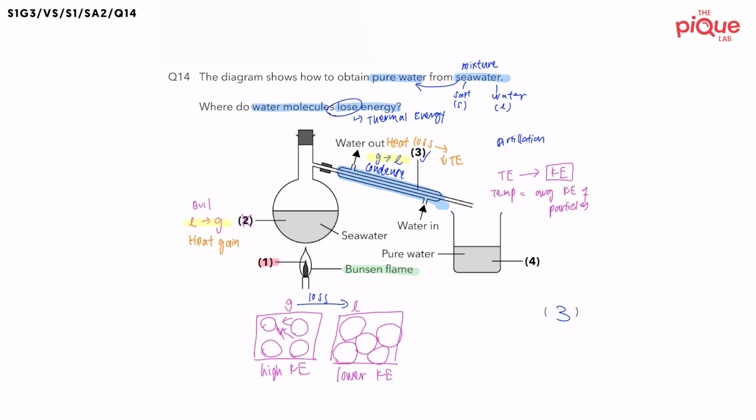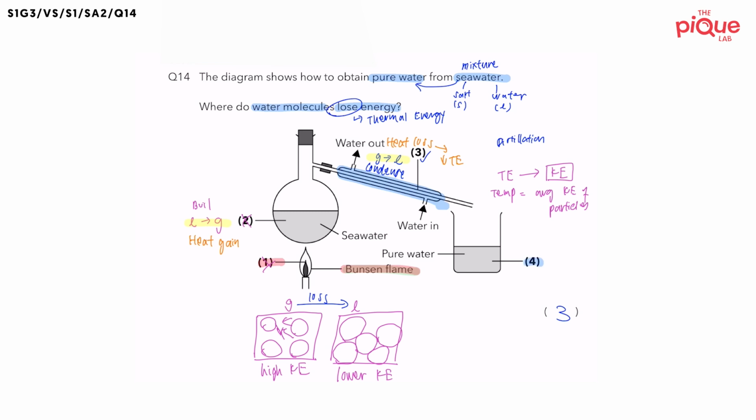For option 1, we are simply pointing at the Bunsen flame. Now, do you think that there are any water molecules in the Bunsen flame? The answer is obviously not. Therefore, option 1 can be ruled out as a potential answer.